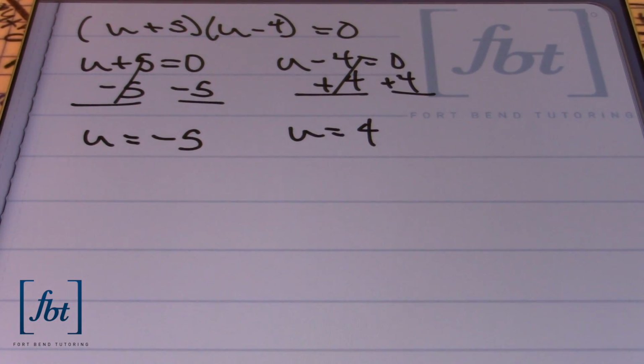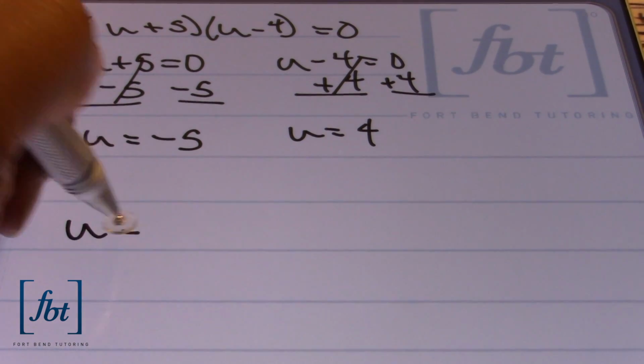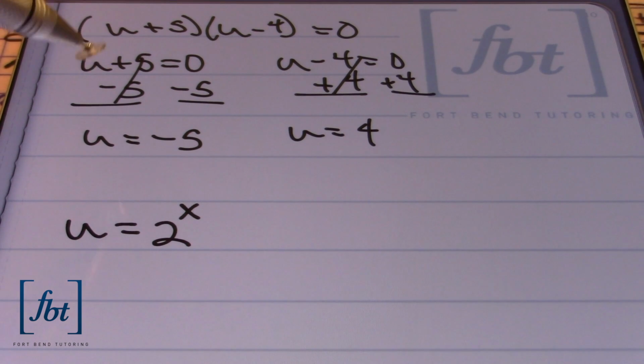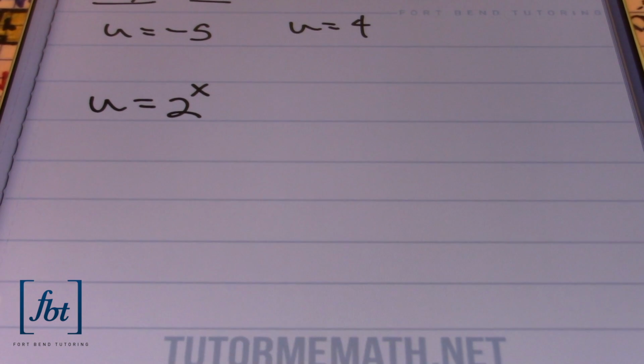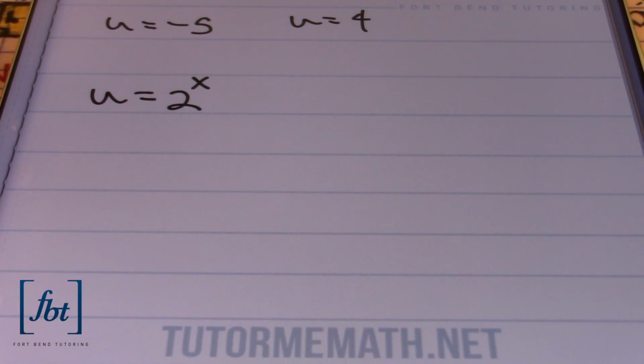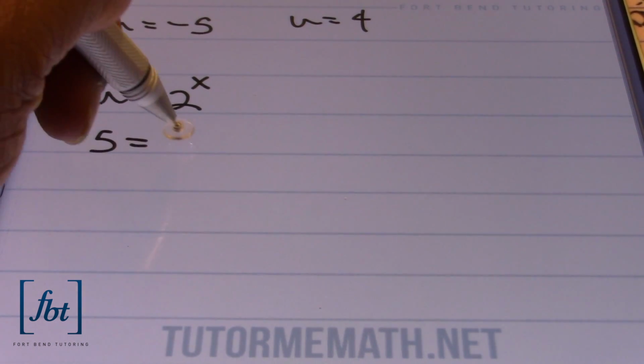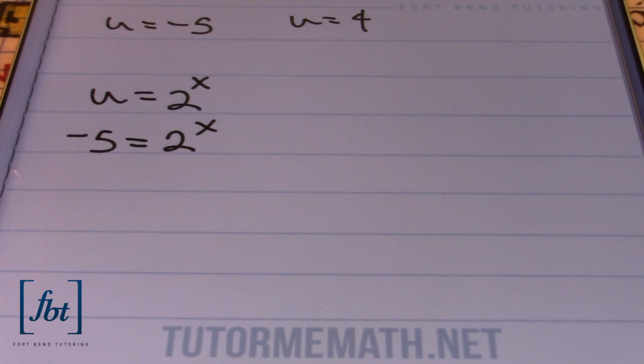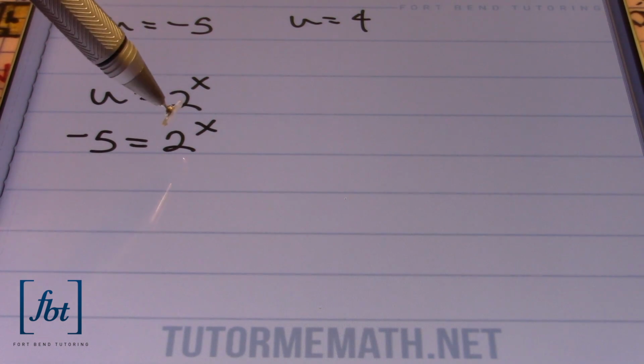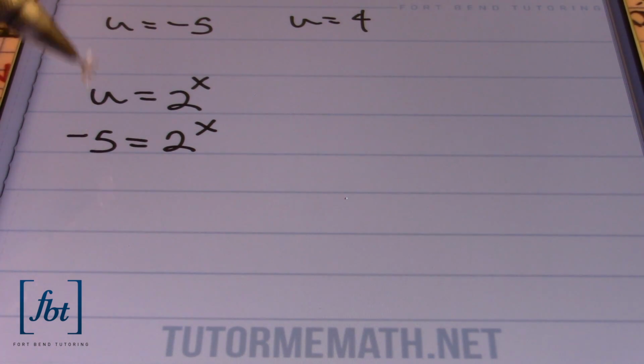And now, let's go about the business of plugging this in to solve for x. Earlier, we said that u was equivalent to 2 to the x. Let's plug in our values of u so we can find out our value for x. So remember, we're looking for the intersection between these two functions. Plugging in our value of u as negative 5, we have 2 to the x equals negative 5. Well, this is impossible. There's no way that our base 2 raised to any exponent will equal negative 5. That's not possible.